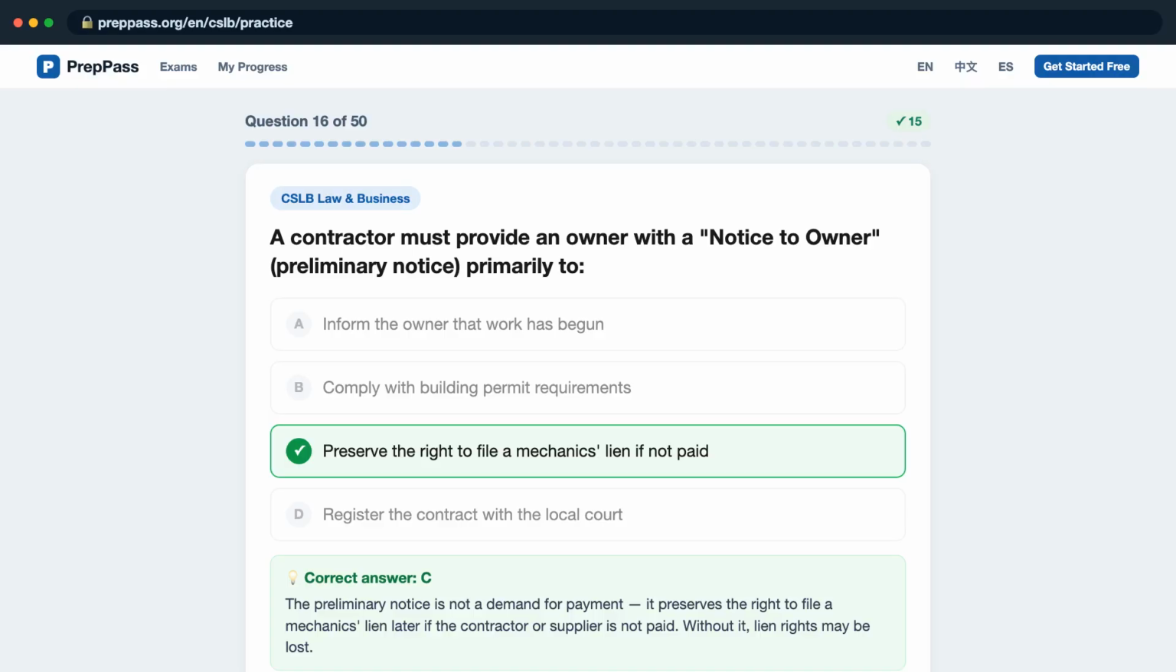The preliminary notice is not a demand for payment. It preserves the right to file a mechanic's lien later if the contractor or supplier is not paid. Without it, lien rights may be lost.